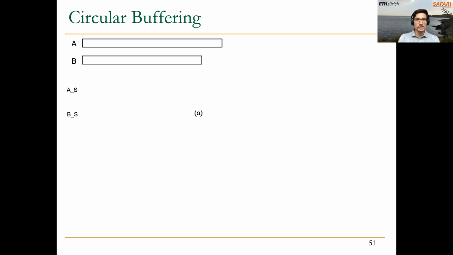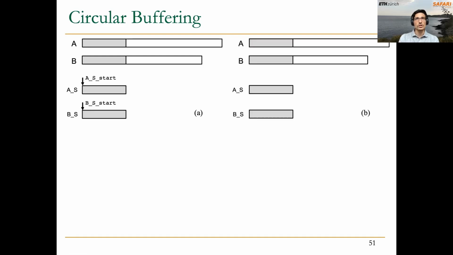So let's start from arrays A and B in global memory. We have also allocated space in the shared memory, AS and BS. We start by loading one tile from A and one tile from B into the shared memory, and we define the point where the buffer starts. In this case, we have the variables AS start and BS start, which are equal to 0 in the very beginning, in this initial step of the operation.